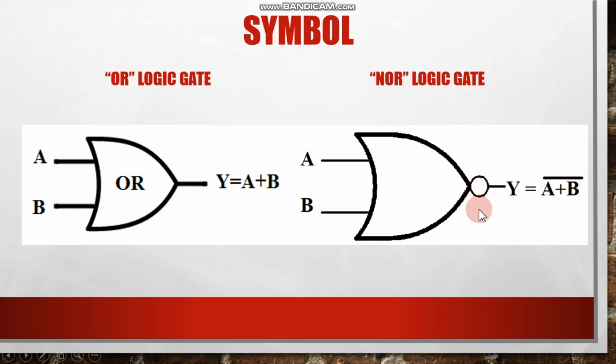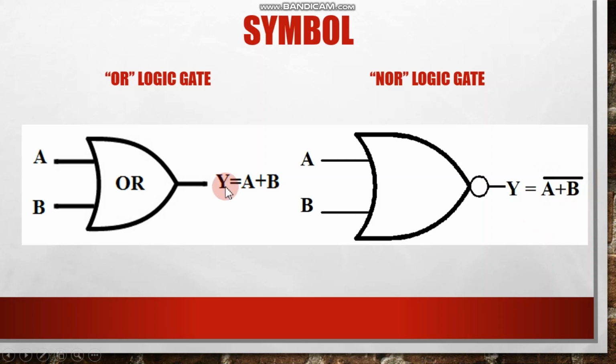Now you can see output of the OR logic gate will not have any bubble. See over here, there is no bubble represented for OR logic gate, but there exists a bubble for NOR logic gate. This means that whatever the output this NOR logic gate is giving, that is in the inverted form. So it is A plus B the whole bar.